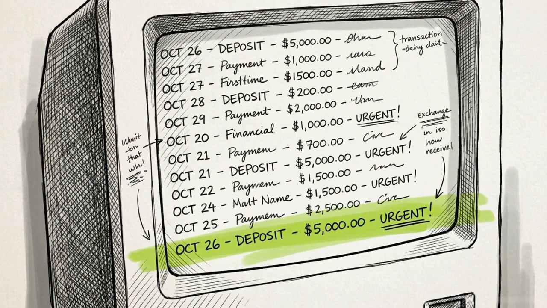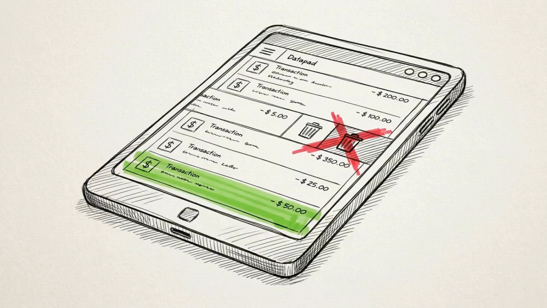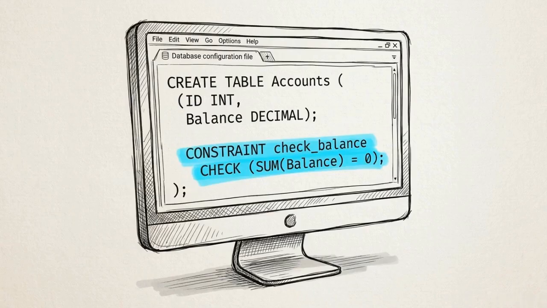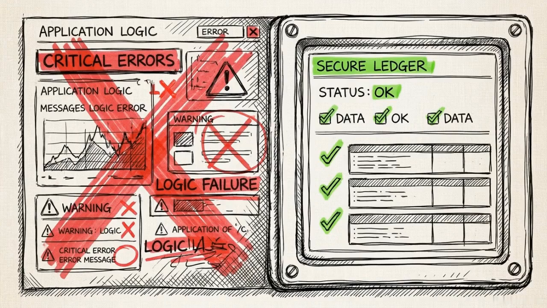To preserve the audit trail, the ledger is append only. Existing records are never modified or deleted. Corrections are handled exclusively by posting new entries that offset the original error. Enforcing this zero-sum invariant at the database schema level ensures that integrity is preserved at the storage layer, protecting the data regardless of any errors in the application code above it.